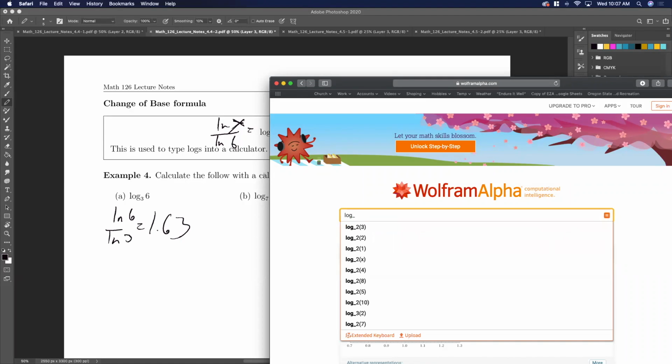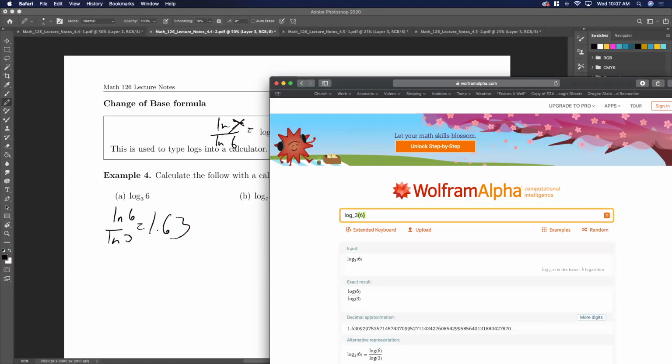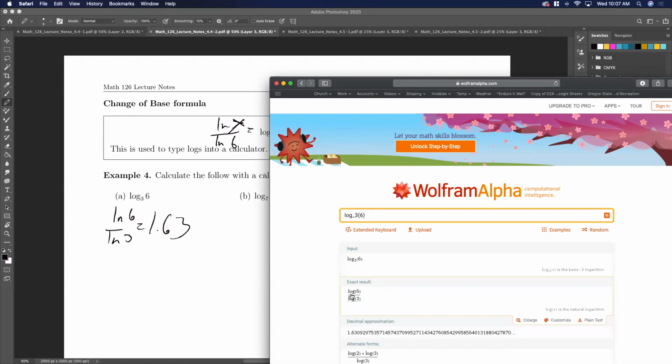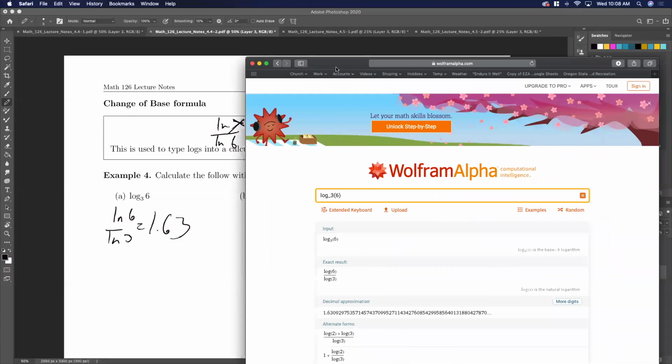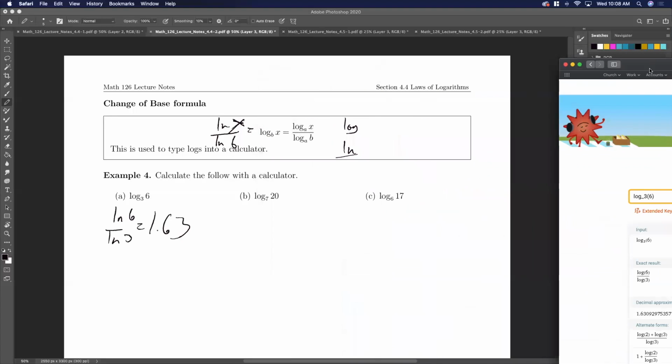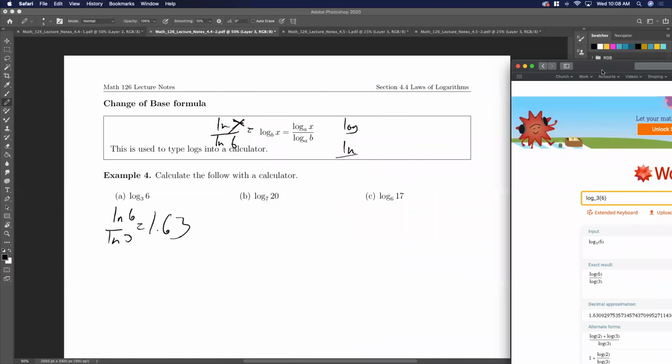Can I type in log base 3 of 6 directly though? Yeah, so at least in this case, this is what your calculator is actually calculating. But you can actually type it in directly into Wolfram Alpha. So it's not super necessary that you do each one of these. I'll show you how to do it in a second. Let's just finish this real quick, and then I want to show you something.